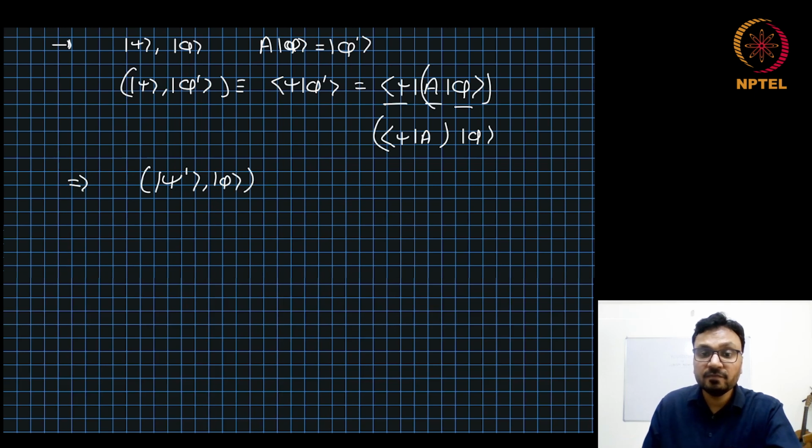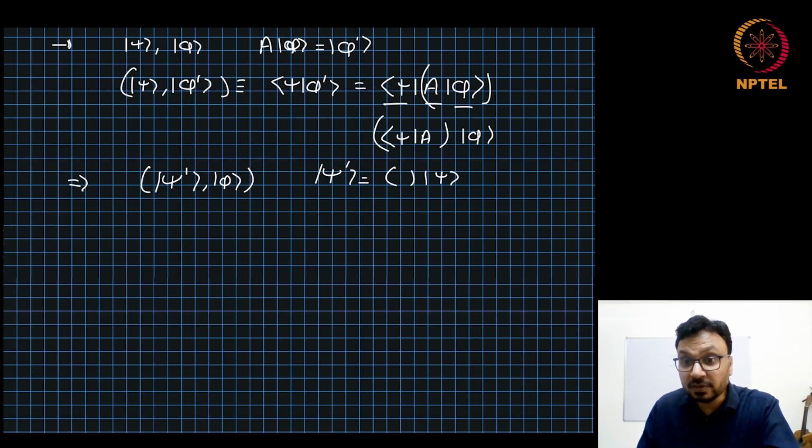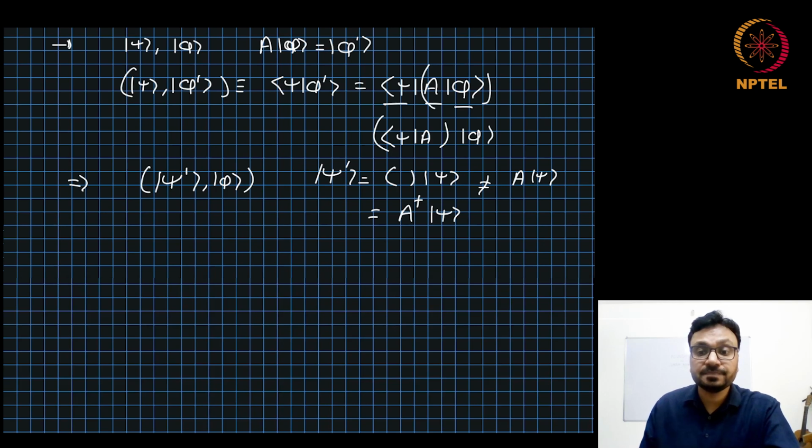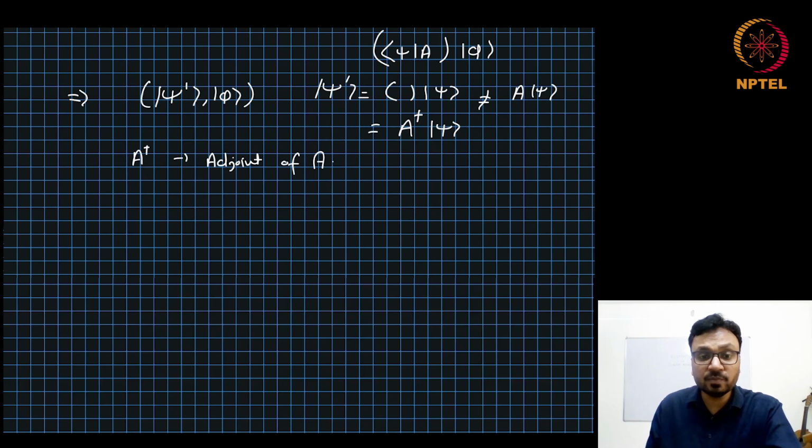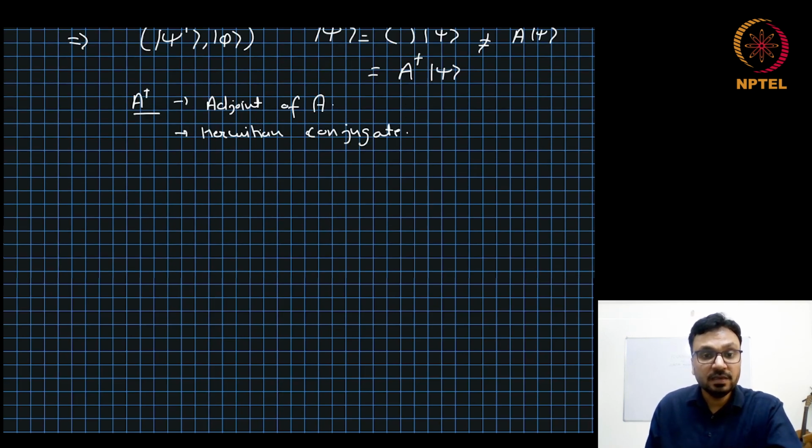where psi prime is something acting on psi. This is not equal to A psi, but we write this something as A dagger, which we call dagger or Hermitian conjugate or adjoint, acting on psi. So this A dagger is called the adjoint operator. In quantum mechanics, we are more familiar with Hermitian conjugate. So A dagger is the Hermitian conjugate of A.